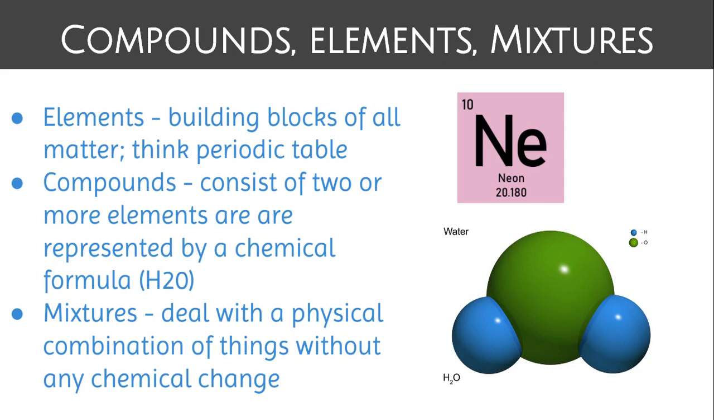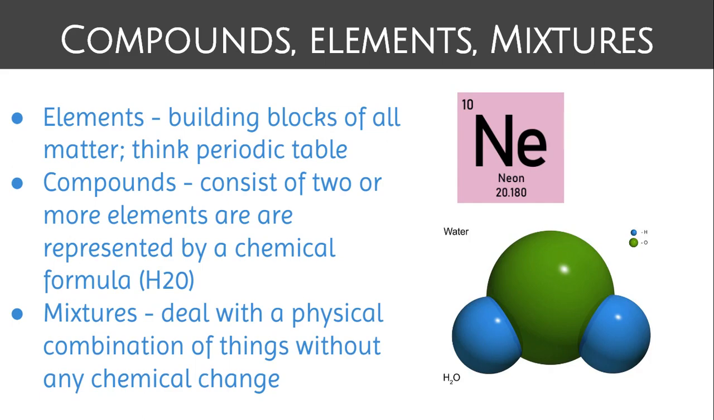Compounds consist of two or more elements and are represented by a chemical formula, like H2O. If you look at the pictures on the right, I have neon taken from our periodic table, and we know that neon is a building block. It's the simplest form. Neon can't be simplified any further, right?